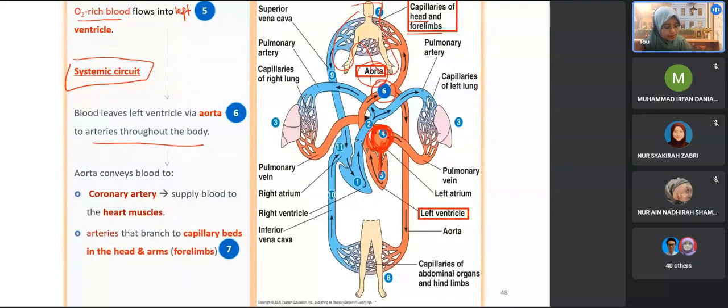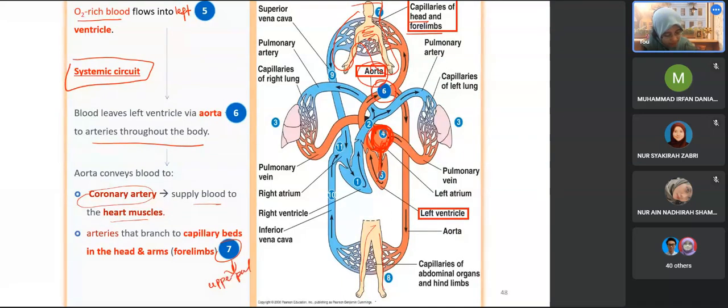The head, the thorax and also the arms. Okay, the hands. And then the lower part of the body is the abdomen and also the legs. Okay. So the aorta also conveys blood to the coronary artery. Okay, so the coronary arteries are the arteries of the heart itself, which supply blood to the heart muscle. Okay, so arteries that branch to capillary beds into the head and also into the arms or the forelimb.